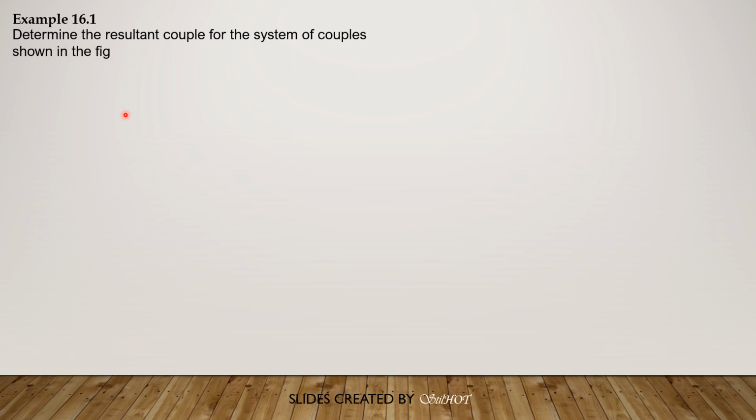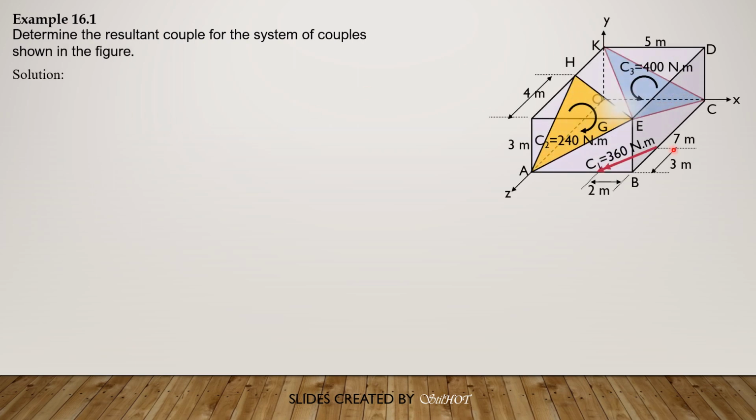Okay, let's proceed to example 16.1. Determine the resultant couple for the system of couples shown in the figure. So this is the given figure. We have this couple here. This is the axis of the couple, about 360 Newton meter in magnitude.